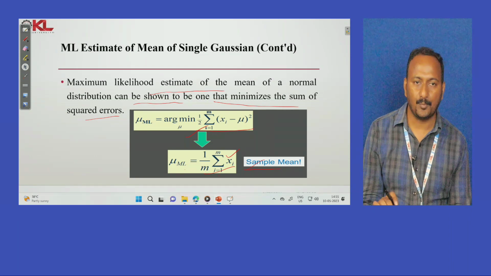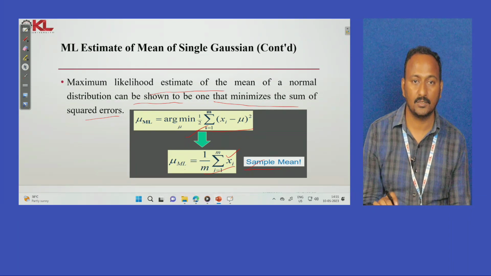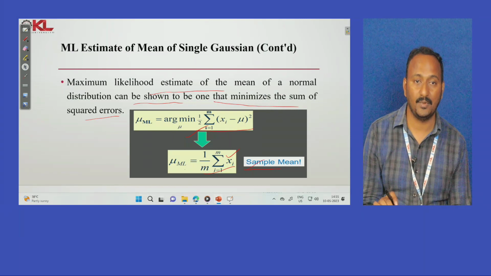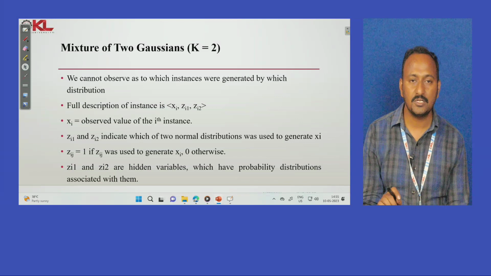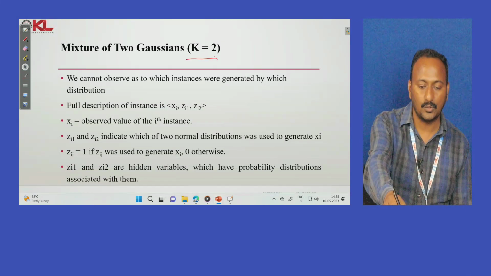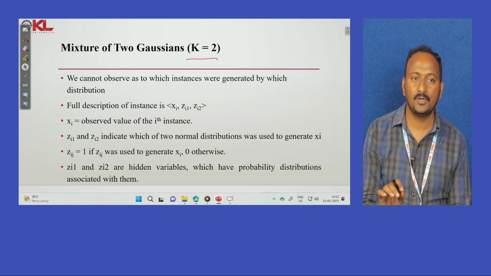The problem is whenever we have more than one Gaussian distribution: how do we find the mean values for them, and how do we find the maximum likelihood estimation of those means? Here we are considering a mixture of two Gaussians, that is, our k value is 2. It means we have two Gaussian distributions to distribute our data.